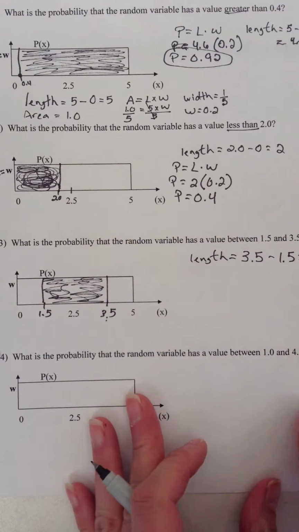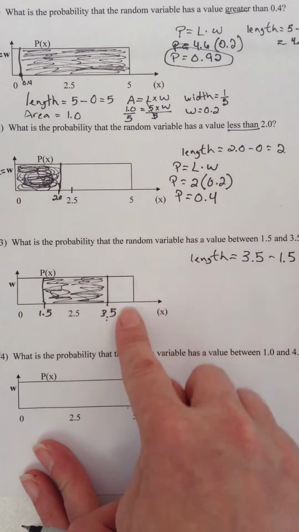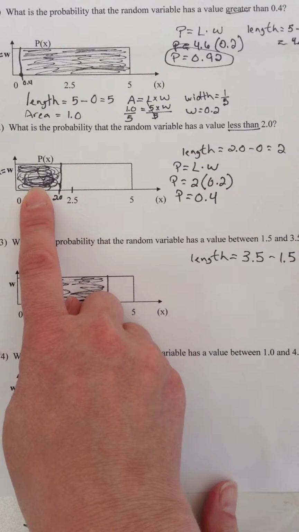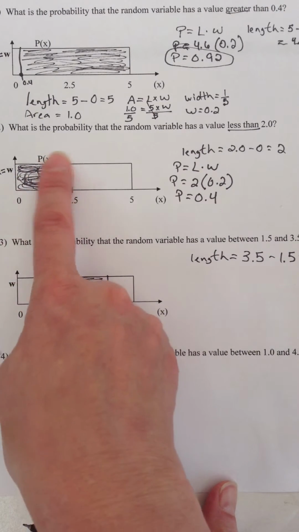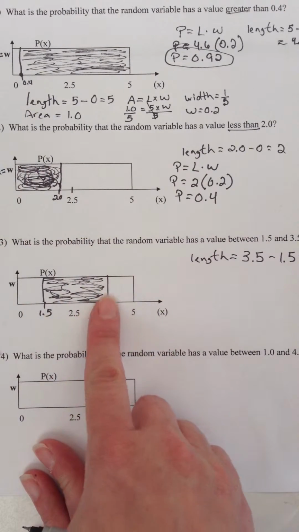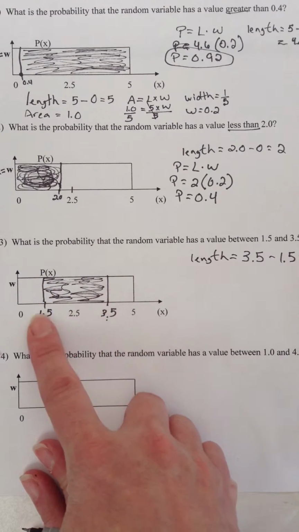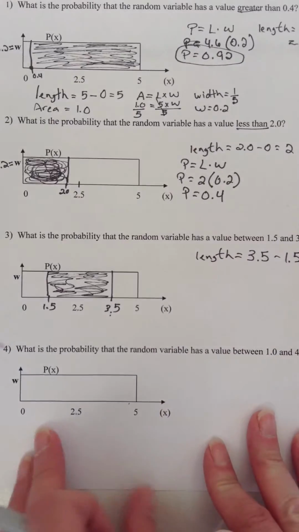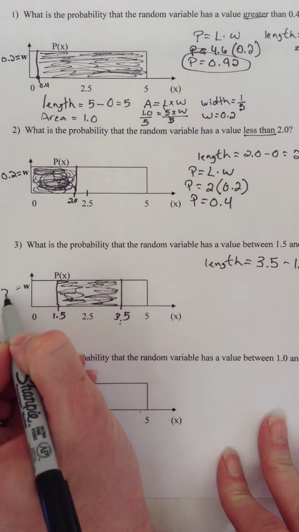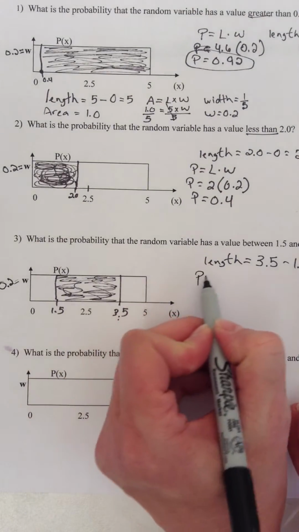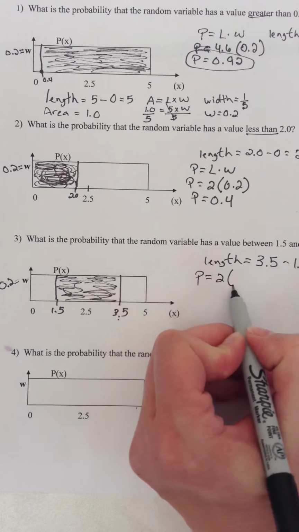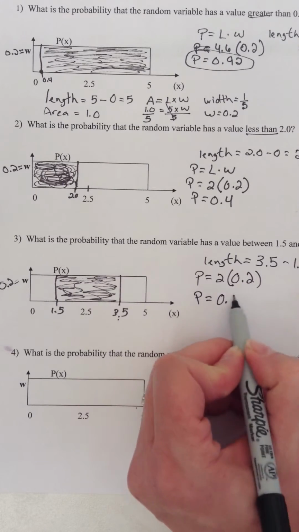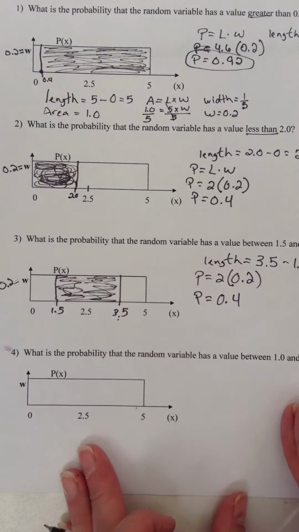Now, we had a length of 2 on the previous problem. The only difference between these two problems, then, is the position with which this section is located. Here it's at the beginning of the original rectangle, and here it is in the middle. But if the length is the same and the width is the same, which it is, then our probability will also be the same. So probability is length times width. So my overall probability is again 0.4.